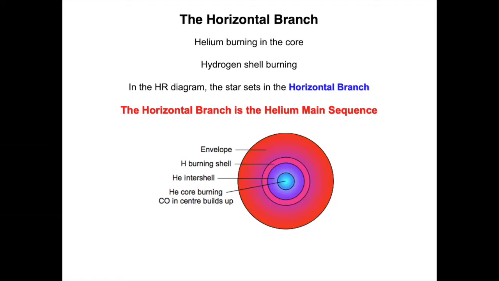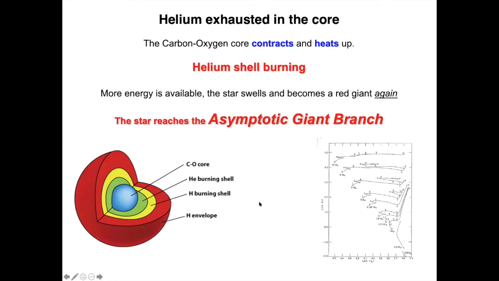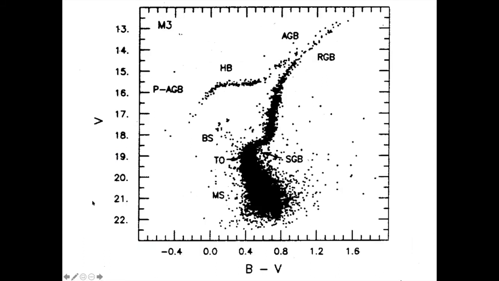The star is going to climb the red giant branch again, and it's going to become a star of the asymptotic giant branch. The carbon-oxygen core contracts and heats up. You have a phase where helium is being burned in a shell around the core. So this is the helium burning shell. And then after that, you have the hydrogen burning shell and the hydrogen envelope. From the outside, if you plot in the HR diagram, what you're going to see is that the star is climbing again the red giant branch. It's going from the horizontal branch and it's climbing again here the giant branch. Now it's called the asymptotic giant branch.